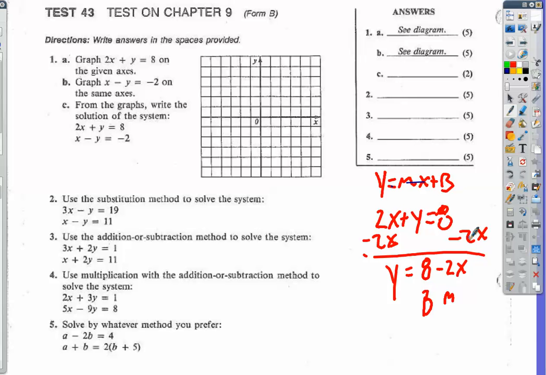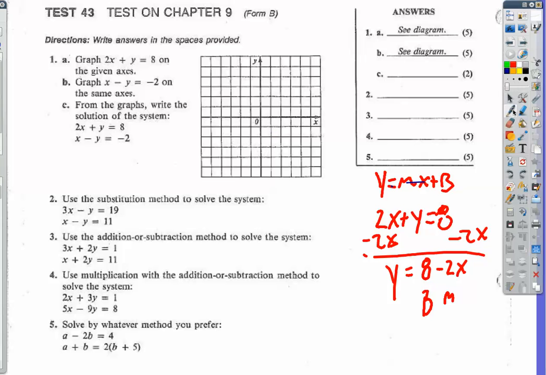Now, at this point, I would really love to find the y-intercept on the graph, and then use the slope of -2, down 2 right 1, to find my other points. So let's see, if this is the origin, 1, 2, 3, 4, 5, 6. Well, you know what? I don't go all the way up to 8. That is a problem, isn't it?